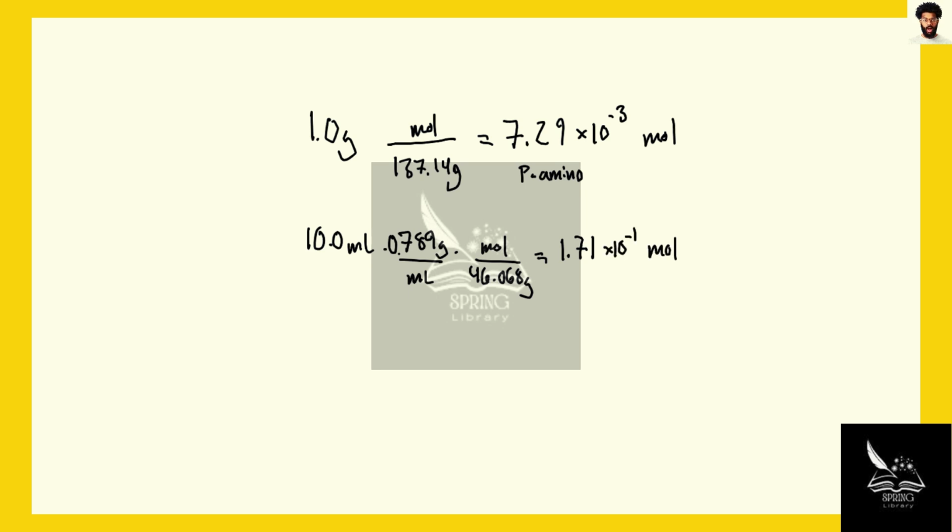So we have less p-aminobenzoic acid than we do ethanol, right? So great. The limiting reagent is our aminobenzoic acid.